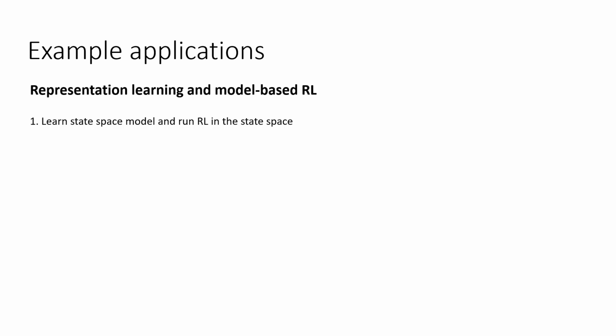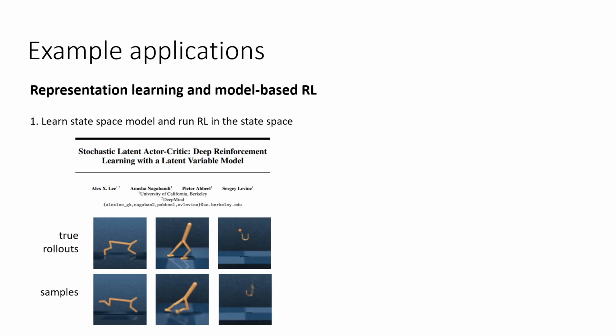The other class of approaches with sequence models use the state space model to infer a state space and then actually run RL in that state space. Here's an example called stochastic latent actor critic. This used a Q-function actor critic algorithm, soft actor critic, to make it work with image observations. So here the sequence VAE was used to extract a representation for the actor critic algorithm. And you can see here some true rollouts from the system and then some samples from the VAE showing that the VAE is actually learning to generate videos that look very much like the real system.